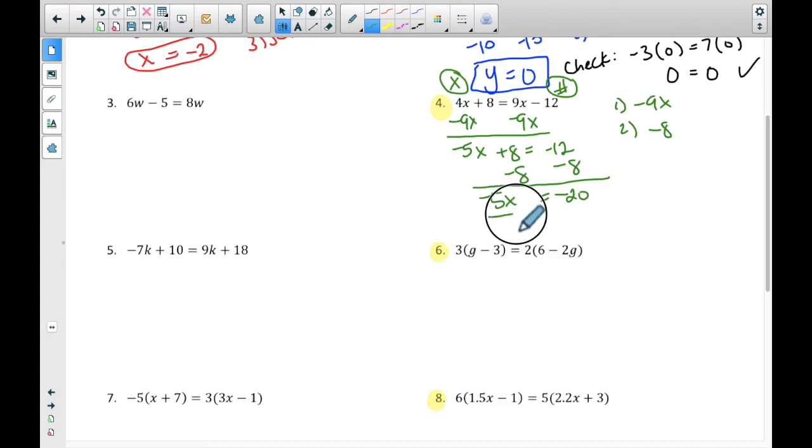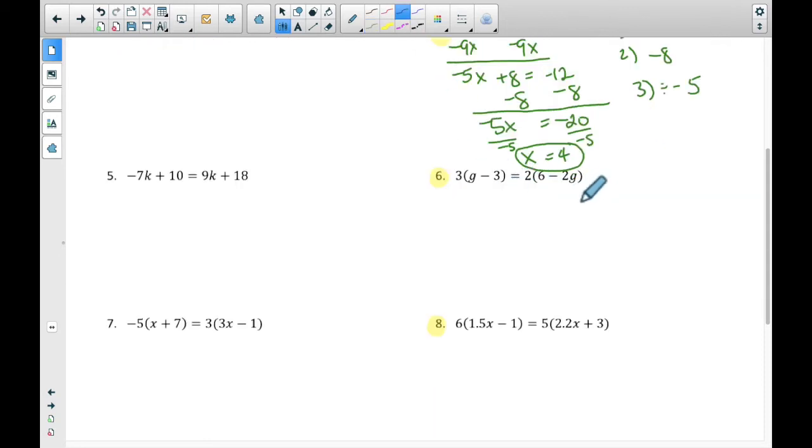Last step here is going to be divide by negative 5 because I want that x all by itself. I don't want any other stuff with it. I just want a plain old x. And so I do that. Negative divided by negative is a positive. And again, use your calculator if you need to. Okay, so here are my 3 steps, and I get x equals 4.